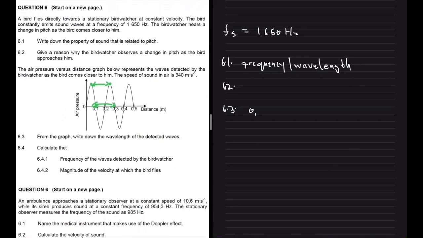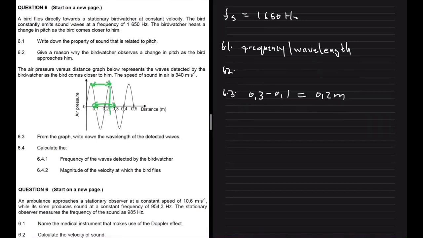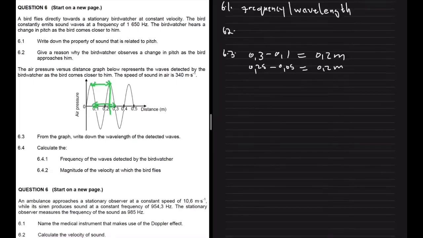So you can see from the graph that we have 0.3 minus 0.1, which will give us 0.2 meters. If we use the other point, the crest instead, between 0.3 and 0.25, we have 0.05, which will also give you 0.2 meters. So the wavelength, we calculated it by just sticking to the definition of what a wavelength is.